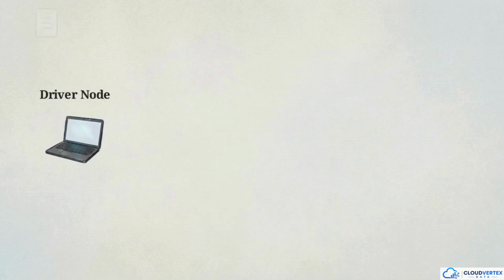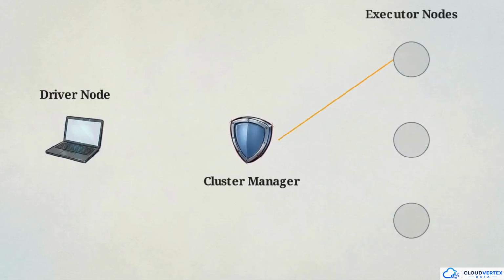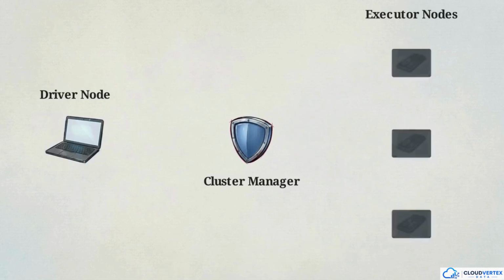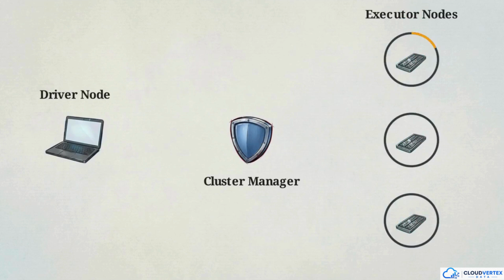The engine operates on a master-slave architecture. Your application runs on a central driver node, which analyzes your code and builds a task plan. It then hands it off to a cluster manager. The cluster manager allocates the necessary hardware resources and spins up multiple executor nodes. These executors hold the partitioned data in memory and carry out the physical computations in parallel.